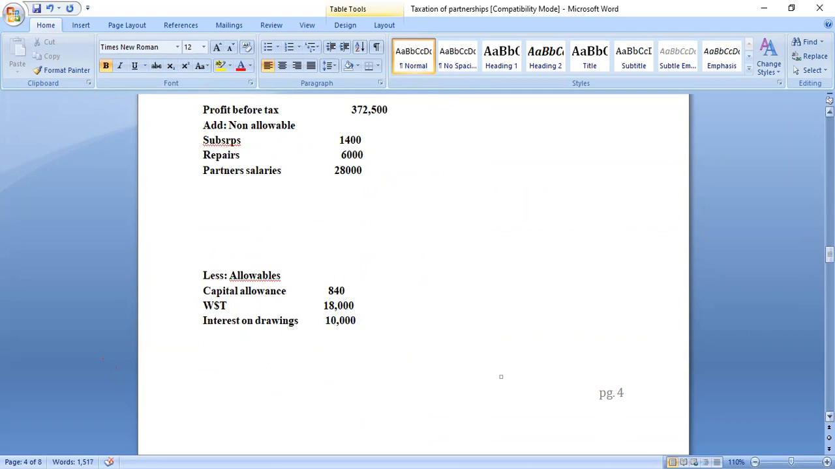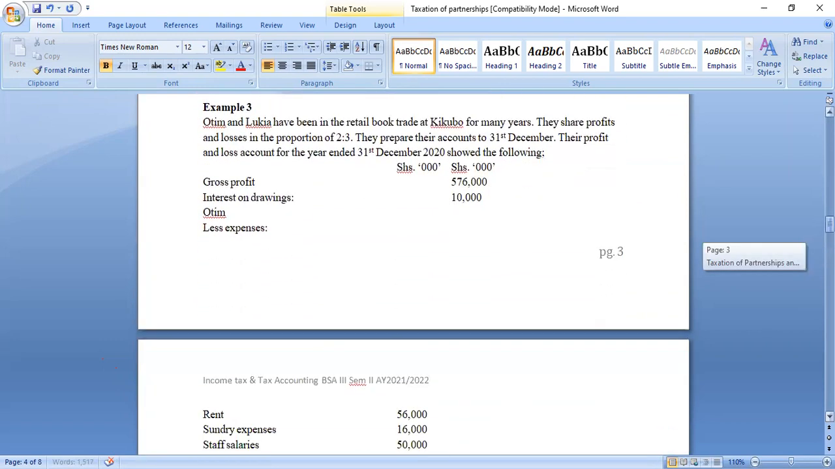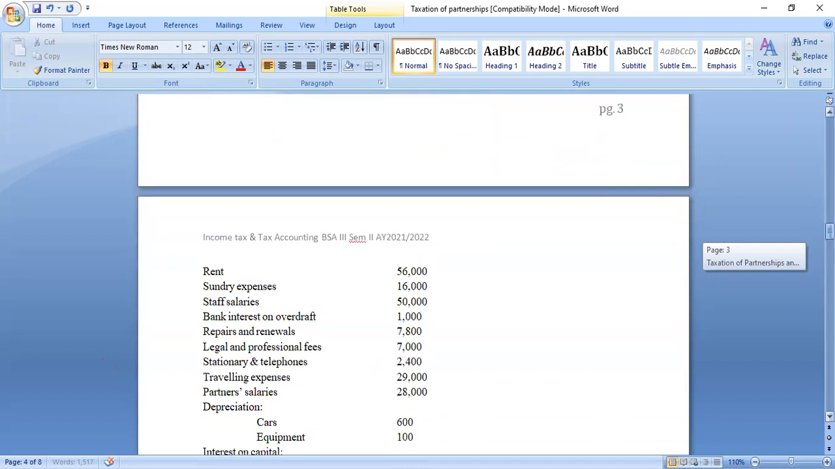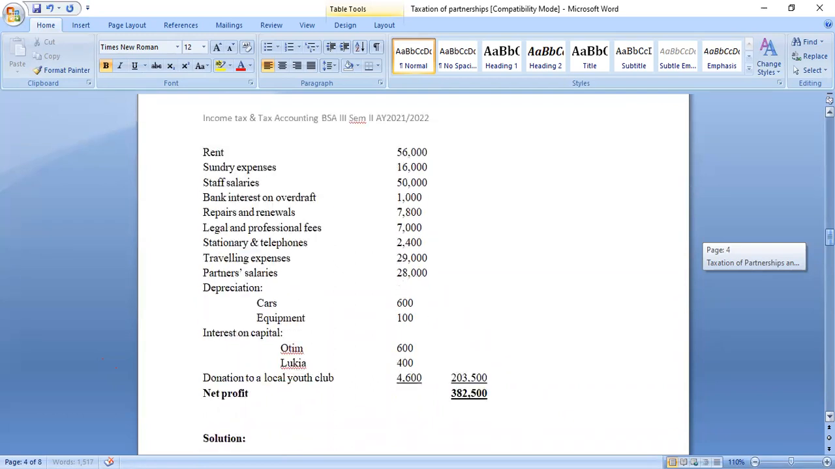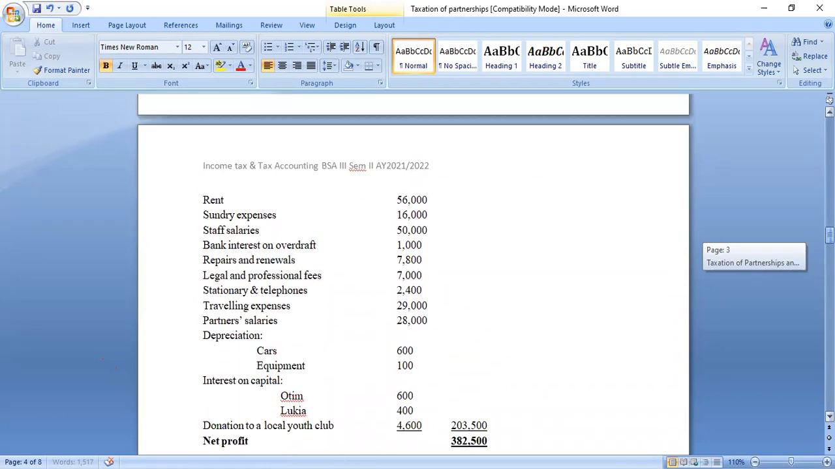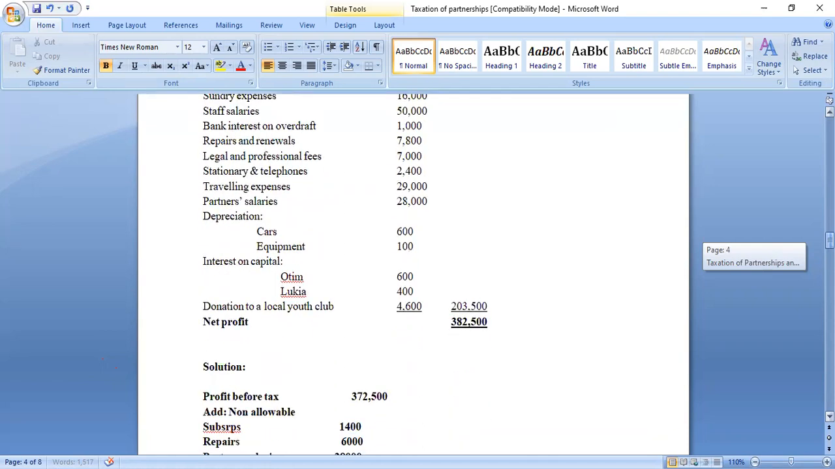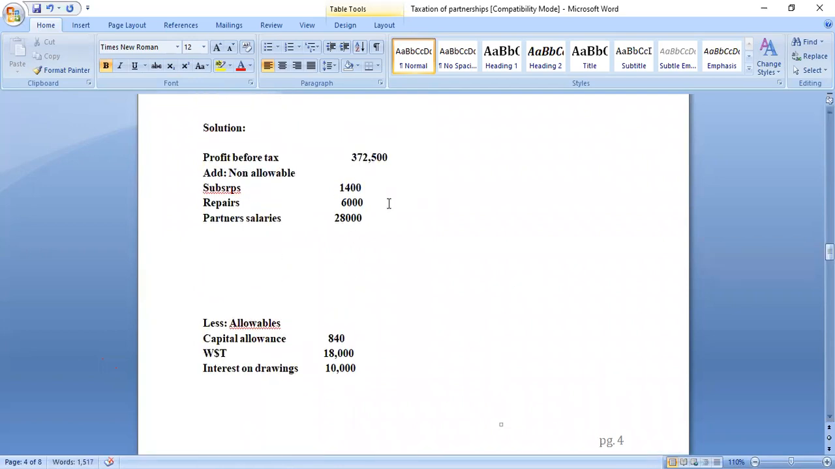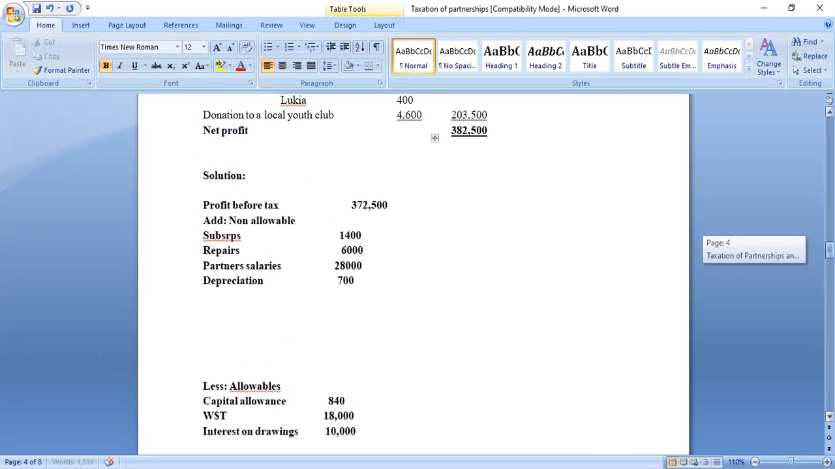Then you continue moving line by line. Then you go to expenses. You have rent, sundry, salary, bank interest, repairs, legal, stationery, traveling. Then you have partner salary of 1828. We removed it already. Then you have depreciation. This is accounting. Depreciation is not allowed for tax purposes. Because it's an expense, you put it under non-allowable depreciation, $700.